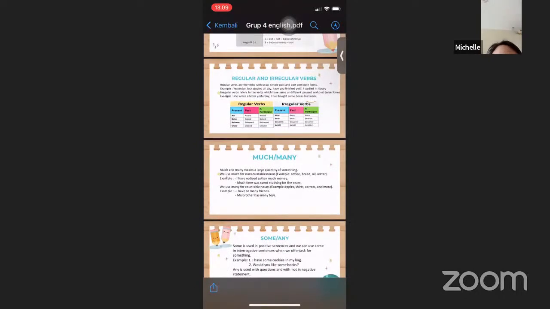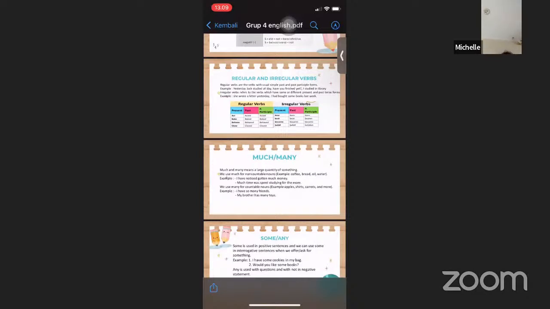Regular and irregular verbs. Regular verbs are the verbs with usual simple past and past participle forms. Example: yesterday Jack studied all day. Have you finished yet? And I study in the library.